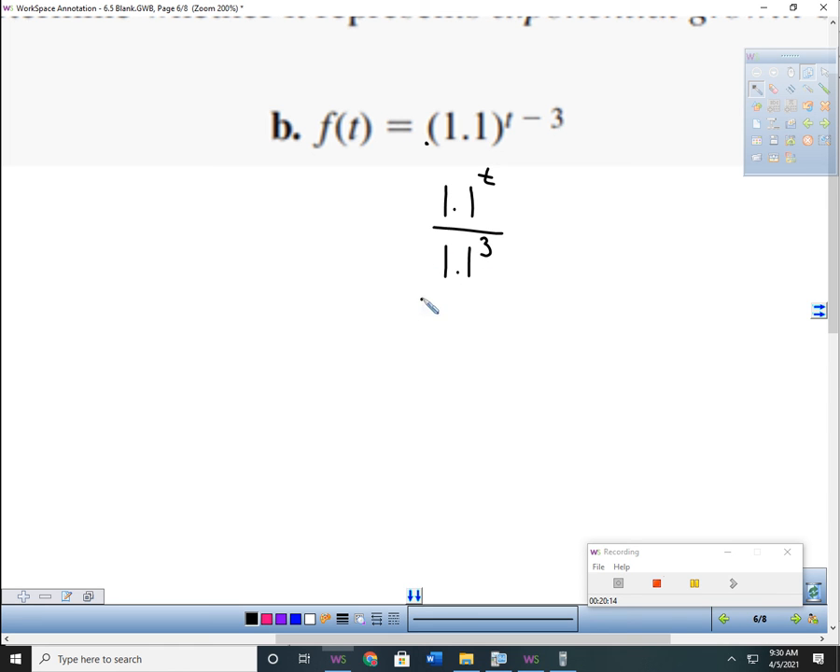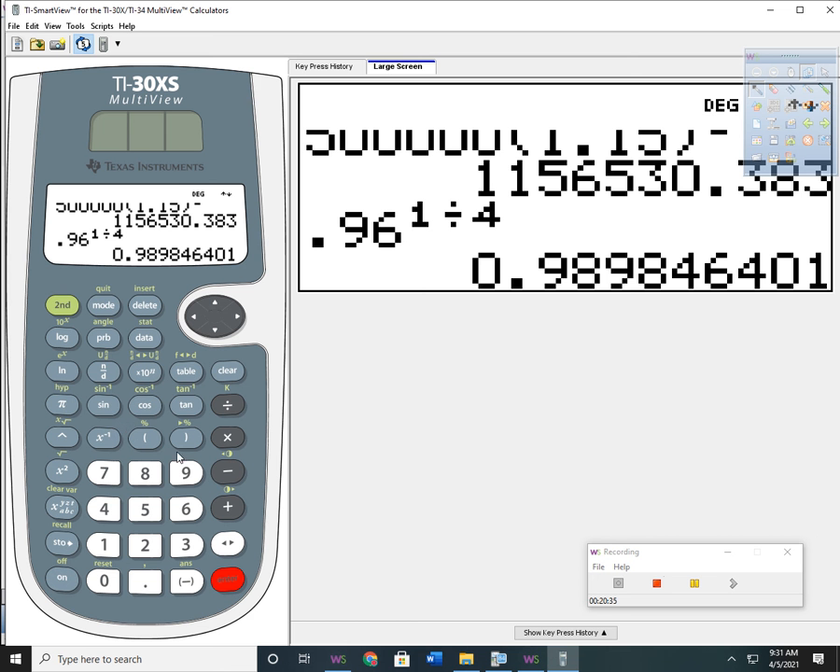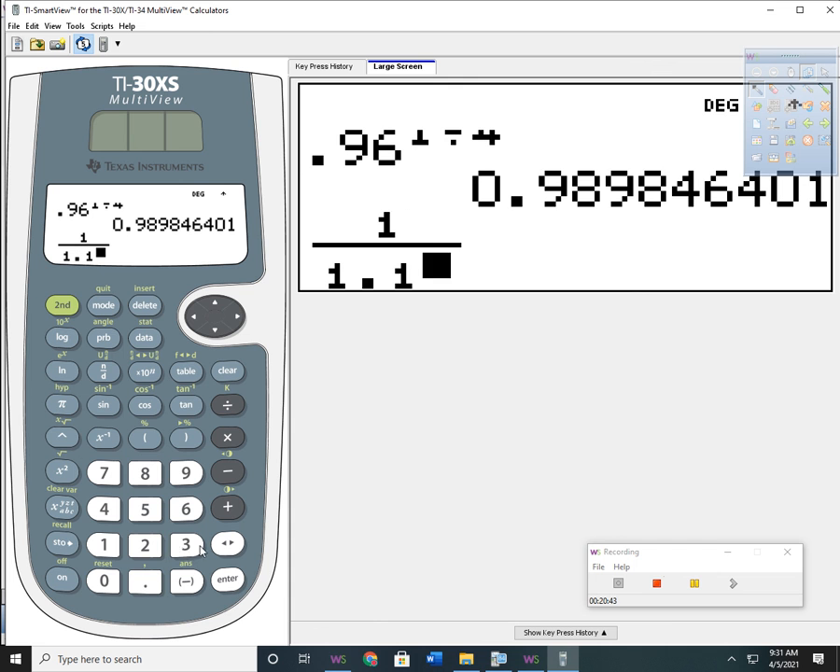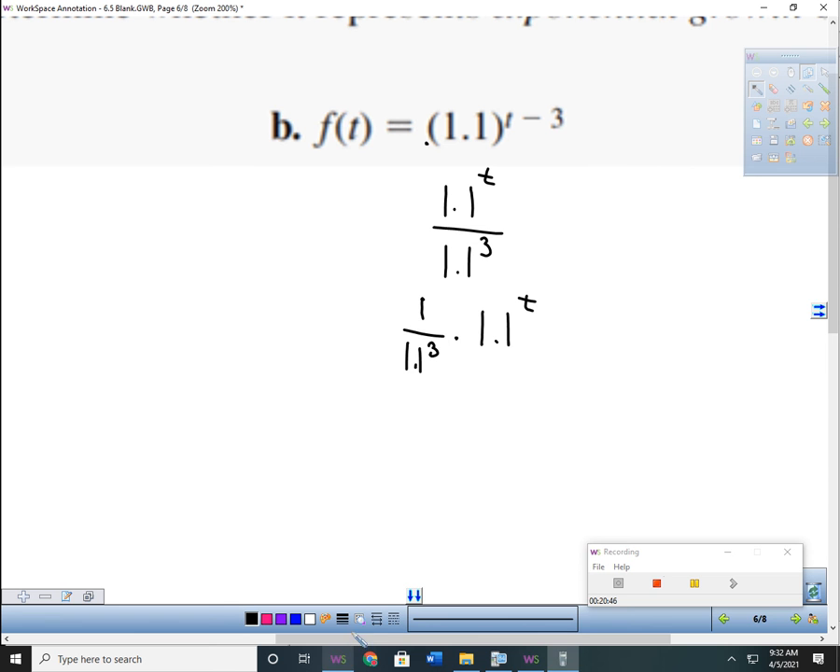This would be like me saying 1 over 1.1 to the third power times 1.1 to the t. Because if I put them back together, this is over 1, right? And I can just multiply tops and bottoms. So if I have something on the bottom, I can move it out to the side, and then I want to decide what this is. So 1 over 1.1 to the 3 gives me 0.75. So this is 0.75 times 1.1 to the t power. All right, so now I can look at that and say I definitely know that that is a growth. So exponential growth.